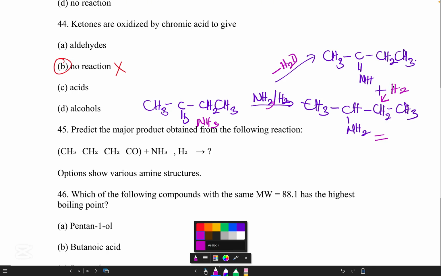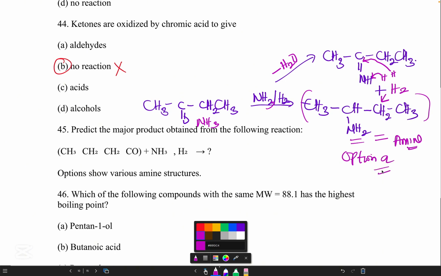Then this imine, if you now add hydrogen to it, there are two hydrogens here, right? One of them will come here, the other will come here. So you have CH here, here will become NH2, the double bond will break, and this will be your answer. So that is the major product of that reaction. You can see the options show various enamine structures, and this is the amine that we got as our answer, and that is option A. If you check the past questions, you see that it is present in option A.